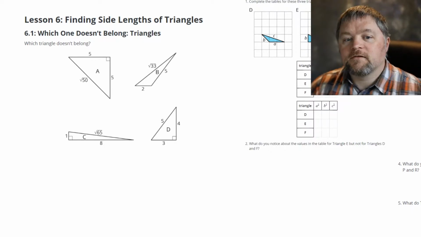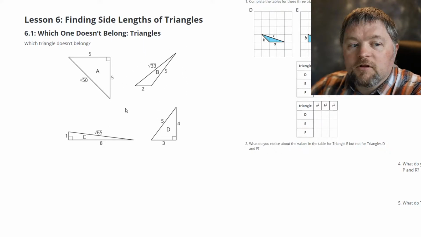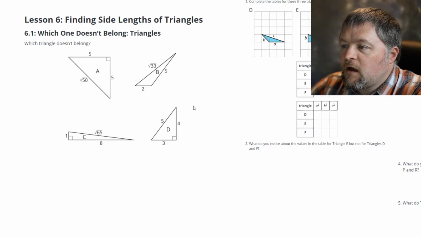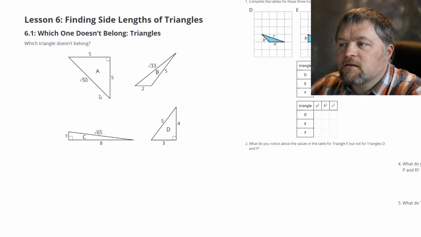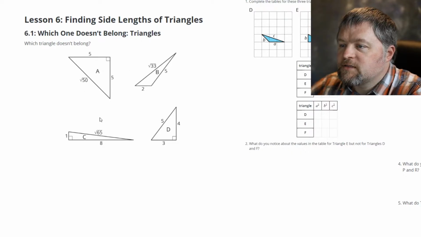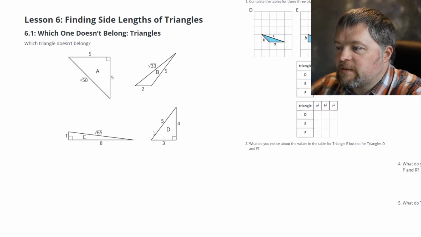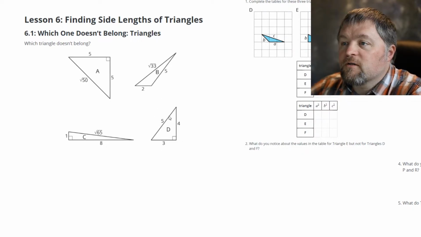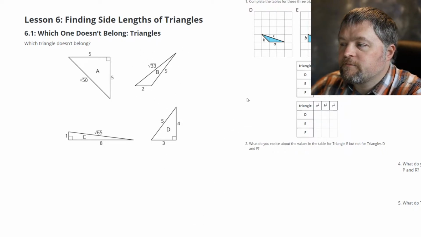There are 4 triangles here, and the question is which one doesn't belong. Well, looking at these quickly, I notice these 3 all have a side length that is an irrational number. It's a square root that doesn't have an integer answer, so maybe this one's the odd one out. Or the other big piece that I notice is this is a right triangle, this is a right triangle, and this is a right triangle, and this is the only one that is not a right triangle.